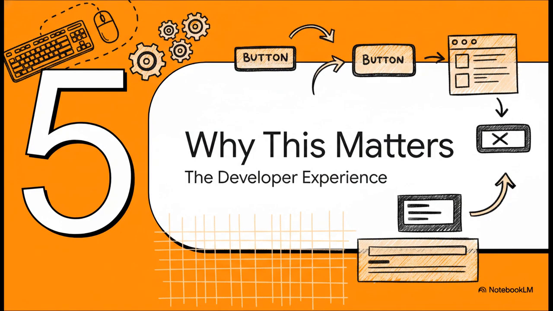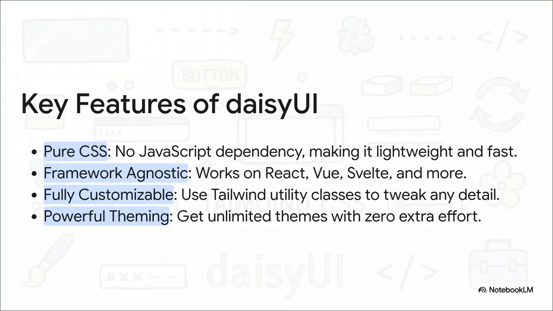So, beyond all the impressive stats, why does this combination matter so much in the real world for developers and for the projects they're building every single day? Well, it matters because of features like these. It's pure CSS, so there's no heavy JavaScript dependency to slow you down. It's framework agnostic, which means you can use it with React, Vue, Svelte, pretty much whatever you prefer. And crucially, because it's built on Tailwind, you never lose control. You can always drop down and use a utility class to tweak any tiny little detail. It's the perfect blend of convenience and power.